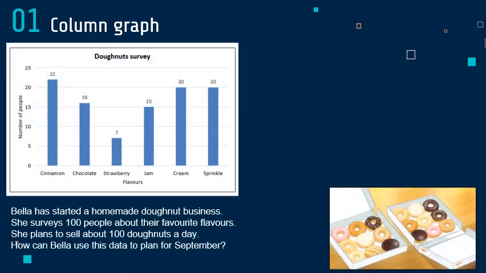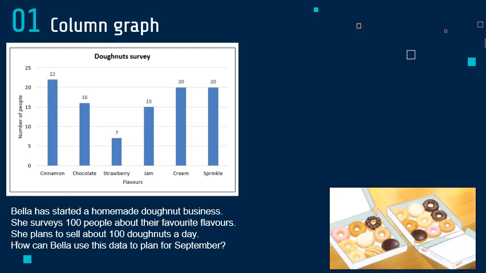So this is our situation. Bella has started a homemade donut business. She surveys 100 people about their favorite flavors. She expects to sell about 100 donuts a day. How can Bella use this data to plan for September? So she's planning for how many particular types of donuts she's going to sell in a day, and that will help her decide what ingredients she needs to buy, but also how much of those ingredients.